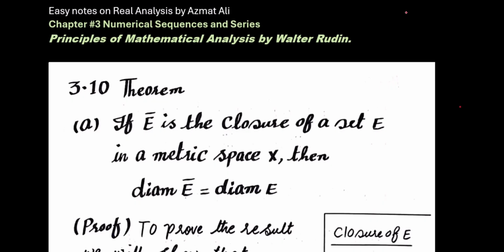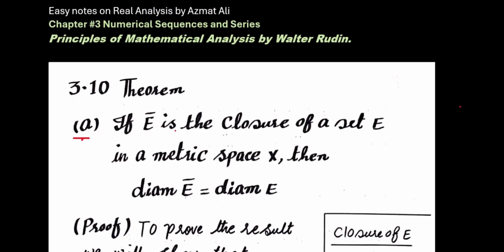Our chapter number 3, Numerical Sequences and Series, continues. In the last lecture, we discussed the diameter of a set. In today's lecture, we will discuss an important theorem, Theorem 3.10, which is related to the property of a diameter. In this short video, I will discuss its first part.